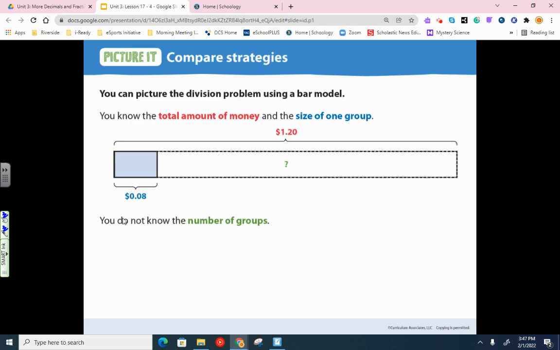What we have here is a bar model to show us how we're doing this. So you can picture the division problem using a bar model like here. You know the total amount of money, which is $1.20 in red, and the size of one group, which is 8 cents. You do not know the number of groups. Like, we don't know how many of these groups we can actually make. So that's how a bar model would work.